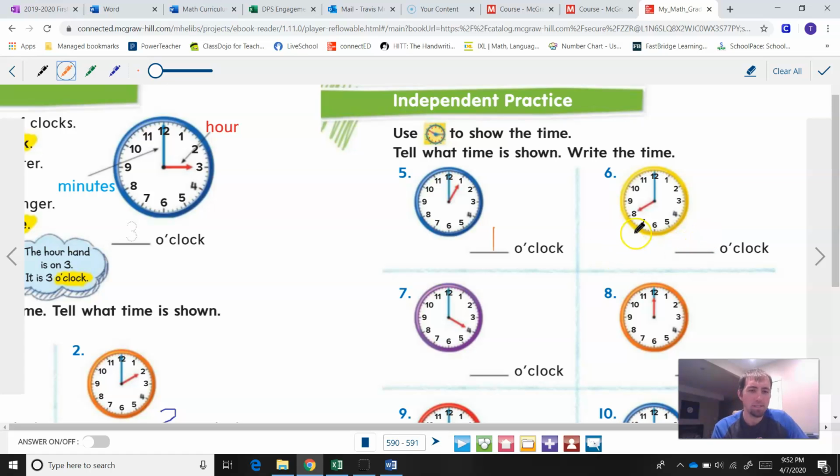Look over here at number 6. My hour hand is pointing to the 8. My minute hand is pointing to the 12, so it is o'clock. So I know it is 8 o'clock. Let's see if I can make an 8 with this.